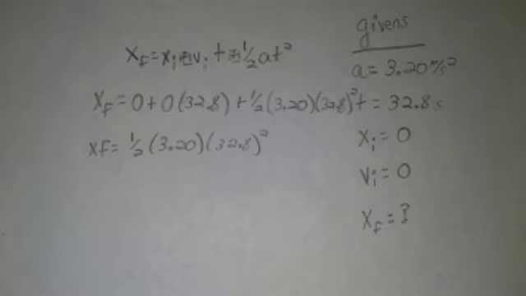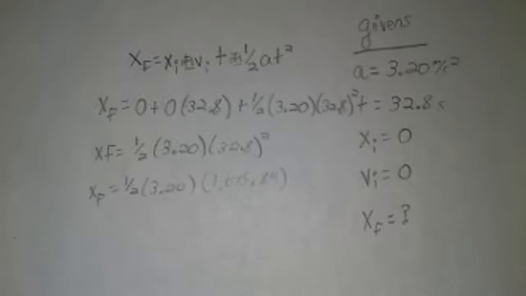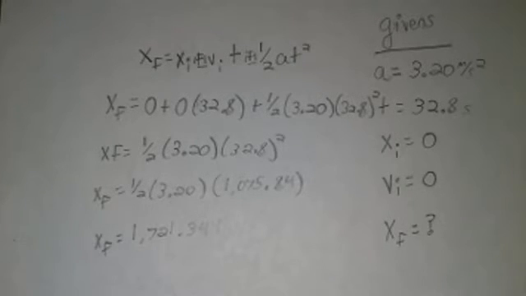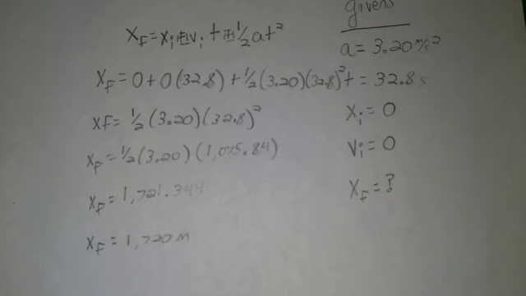I'm going to square 32.8. That gives me 1075.84. Then I'm going to multiply that by my acceleration, 3.20. And then I'm going to divide it in half because it's times 1 over 2. It gives me 1,721.344. And I'm going to clean up that answer a little bit and change it to 1,720 meters. That is how far the plane traveled within the 32.8 seconds until it lifted off the ground.